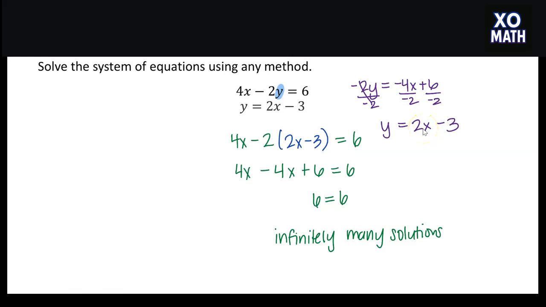So where do they intersect? Well, they intersect everywhere, and that's why they have infinitely many solutions. If we didn't recognize that at first, doing the work of substitution and ending with a result that is true, losing all the variables, tells us our solution is infinitely many solutions.